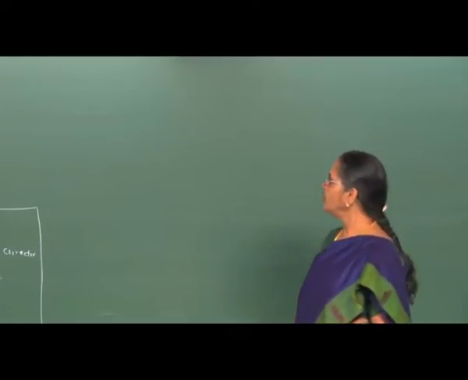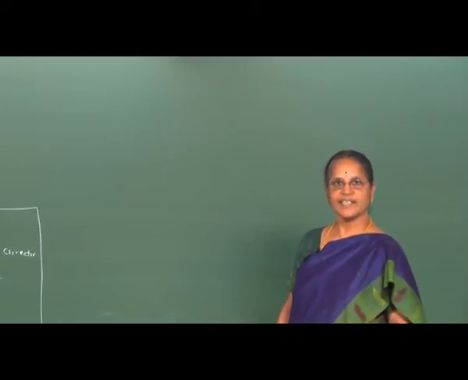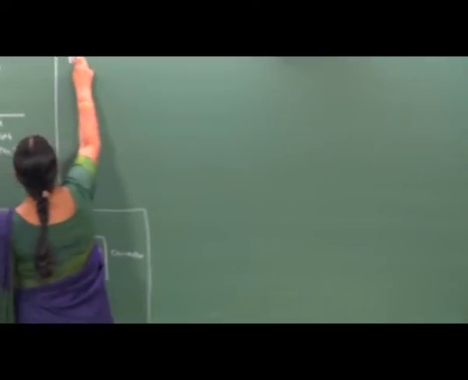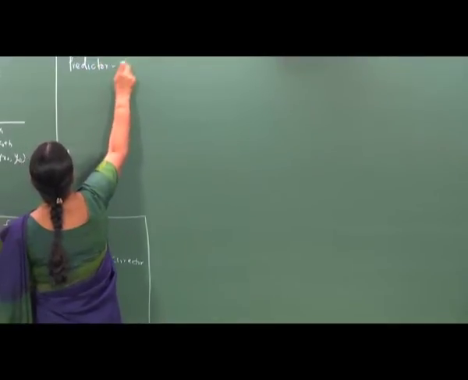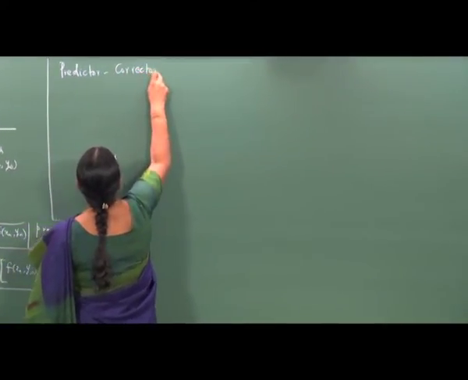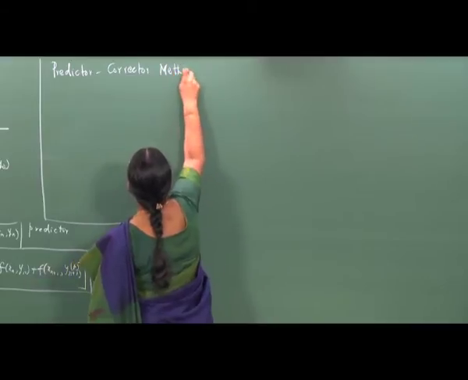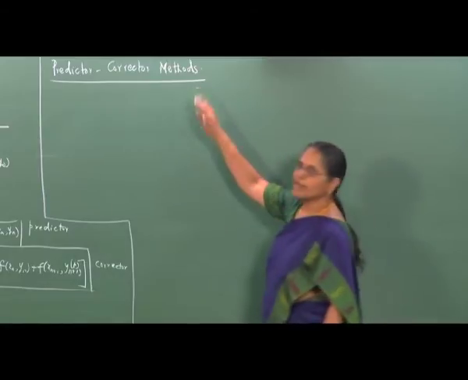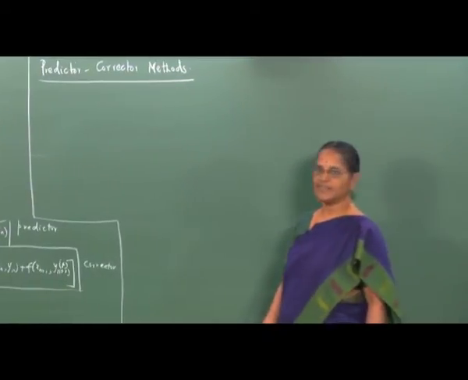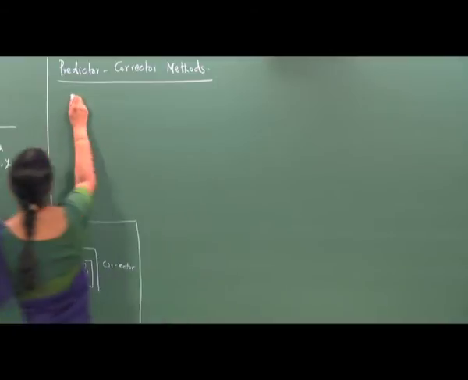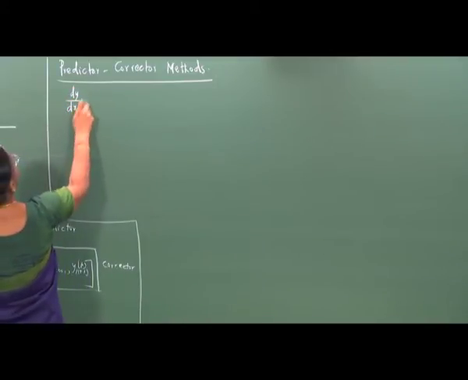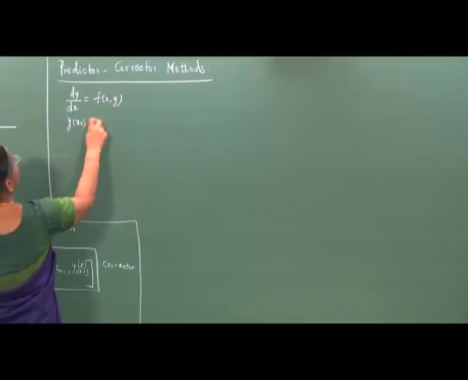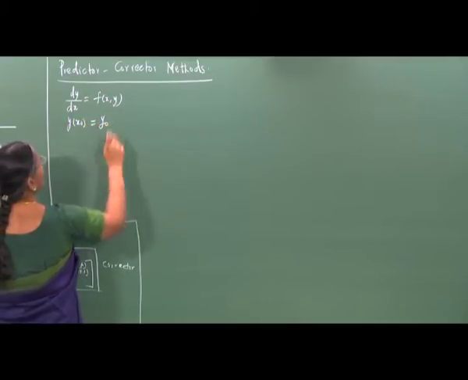So, in this class we shall look for some more predictor corrector methods. We will derive some predictor corrector methods in this class, which help us to solve dy by dx is equal to f of x comma y, given that y of x naught is equal to y naught.